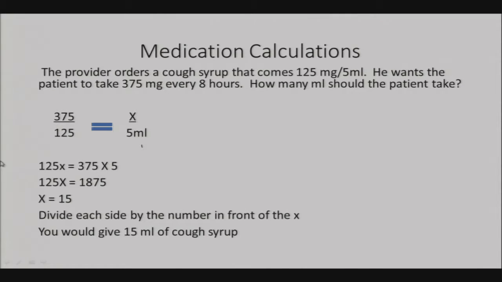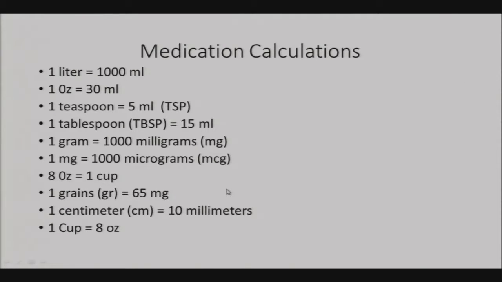And then what it comes in is 125, right? 125 milligrams in 5 mLs. We don't know how much 375 milligrams would be, so we put an X. So let's cross multiply. 125x is equal to 375 times 5. Here's your 5 right here. So we have 125x is equal to 1875. You divide each side by the 125, and you come up with 15 mLs. That's a lot of cough syrup. So how many teaspoons is that? 3. Good. 3. All right.